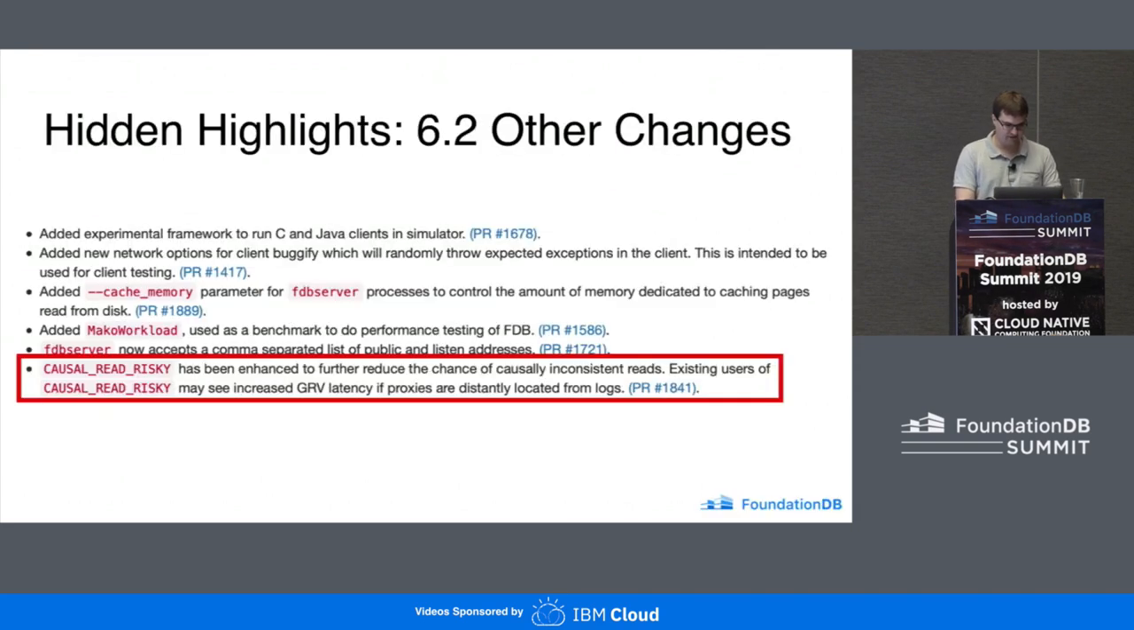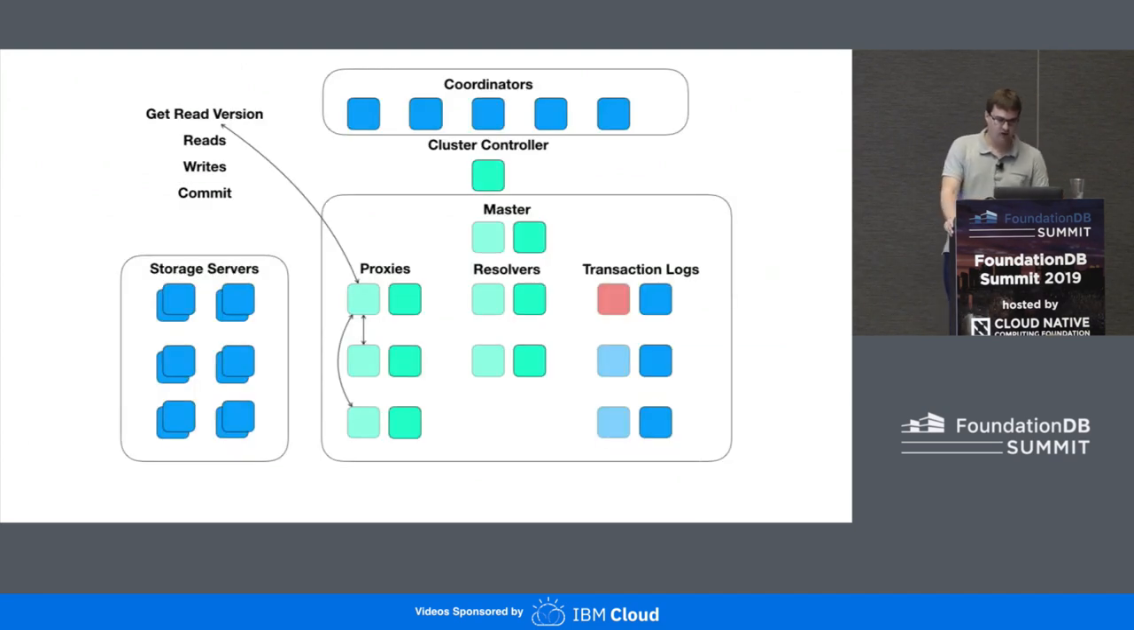So that's useful by itself, but if we go back to this line now, it might make more sense. Causal read risky has been enhanced to further reduce the chance of causally inconsistent reads. So basically, what we did to improve causal read risky is we put a minimum time on master recoveries. Every recovery is now guaranteed to take at least 80 milliseconds.